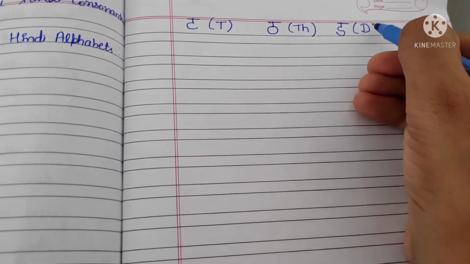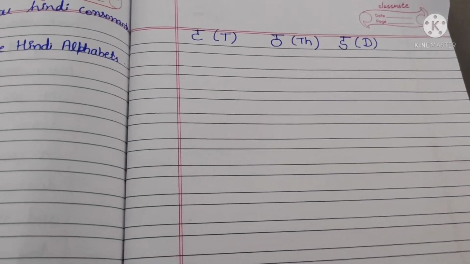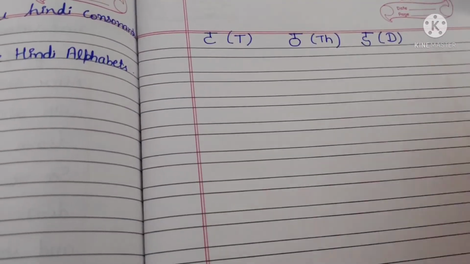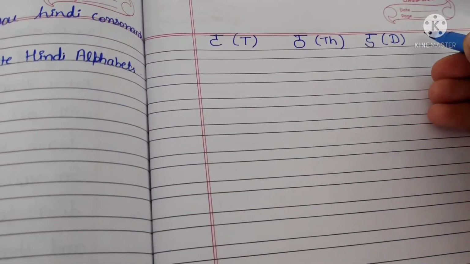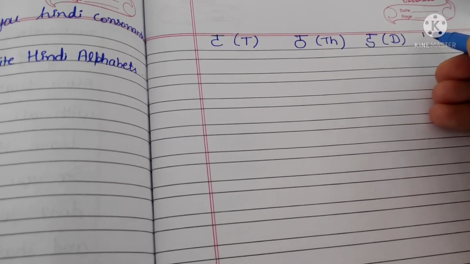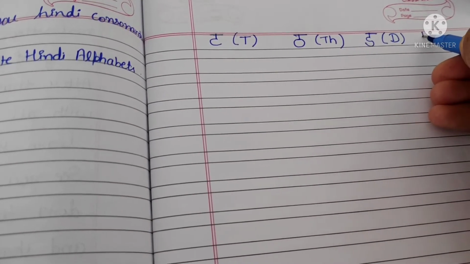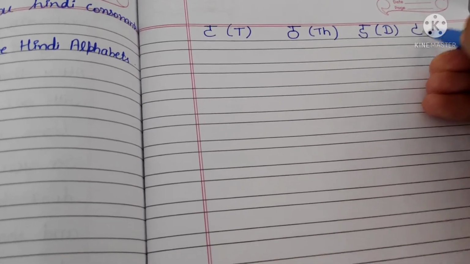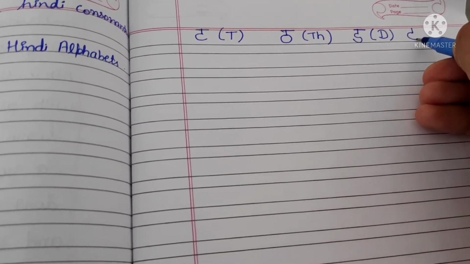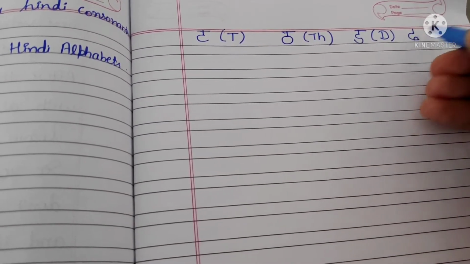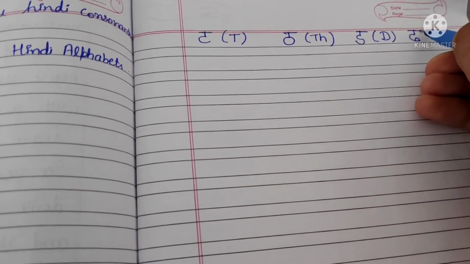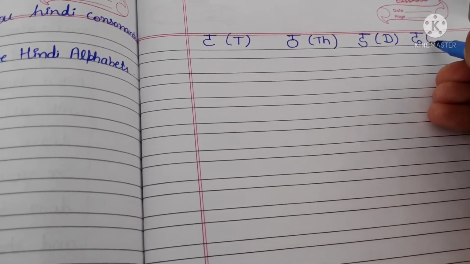D alphabet in Hindi. So next letter comes D. So look how we can write D. Standing line, make C. You can see this is our T, and if we turn like this, a little bit of circle, then this is our D. This is our D.